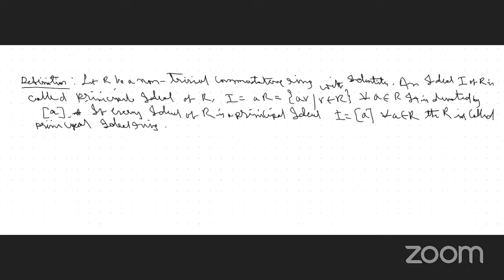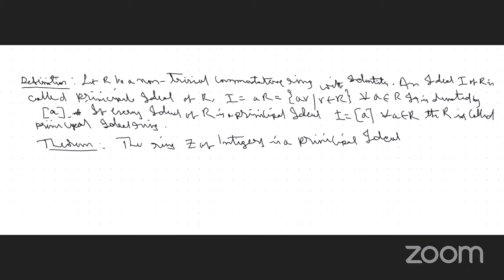Most important, that is theorem 9.2.14. The statement: the ring Z of integers is a principal ideal ring.